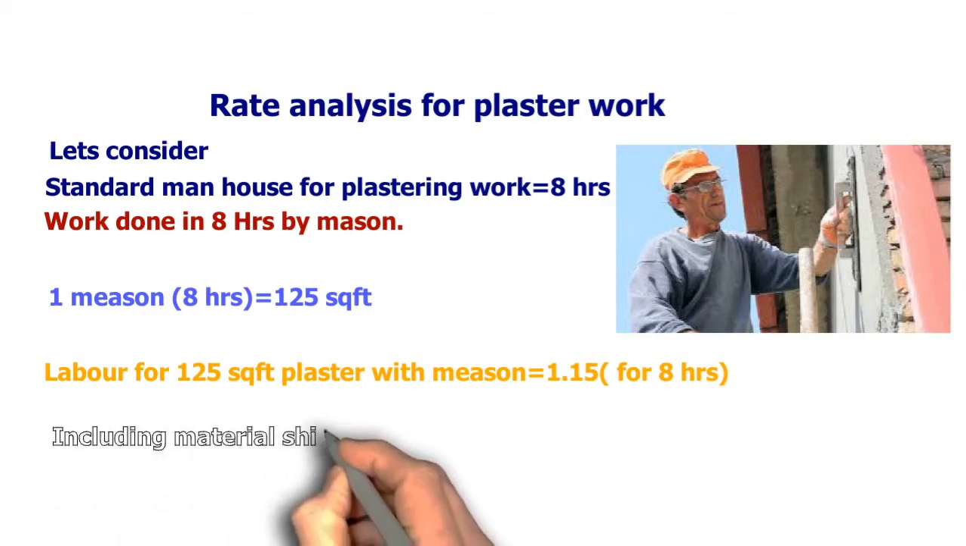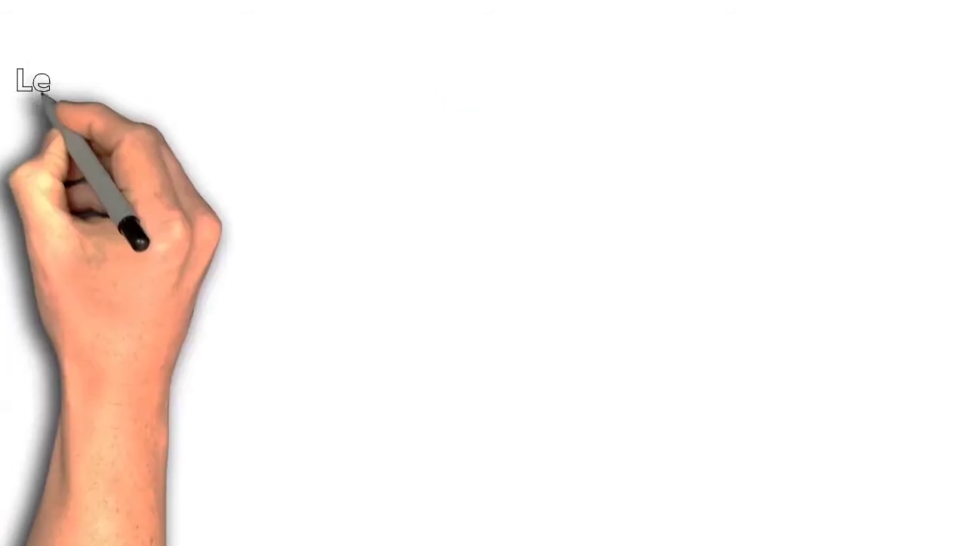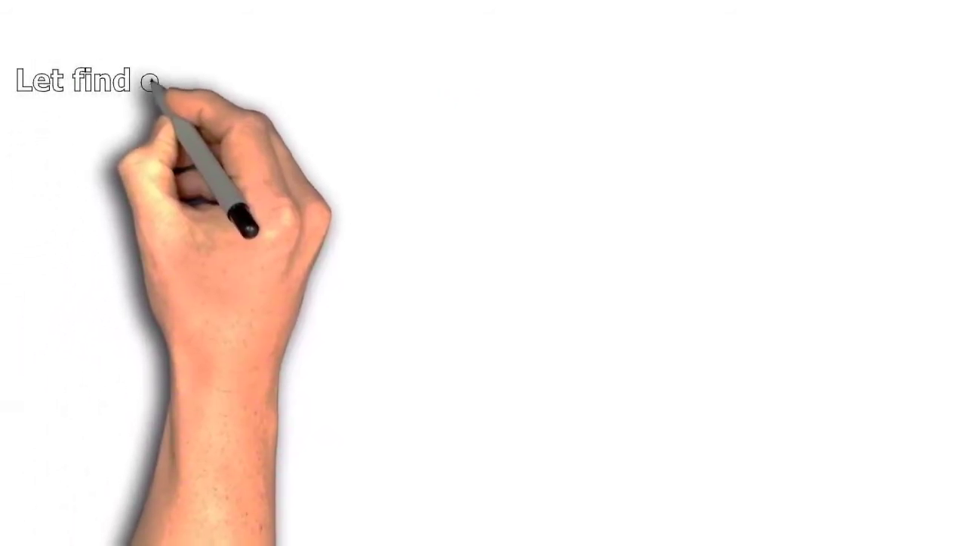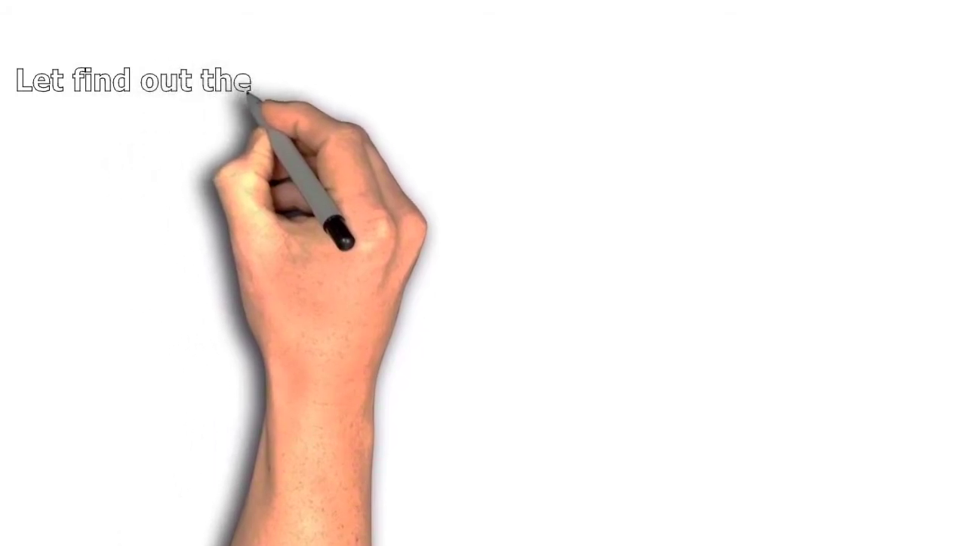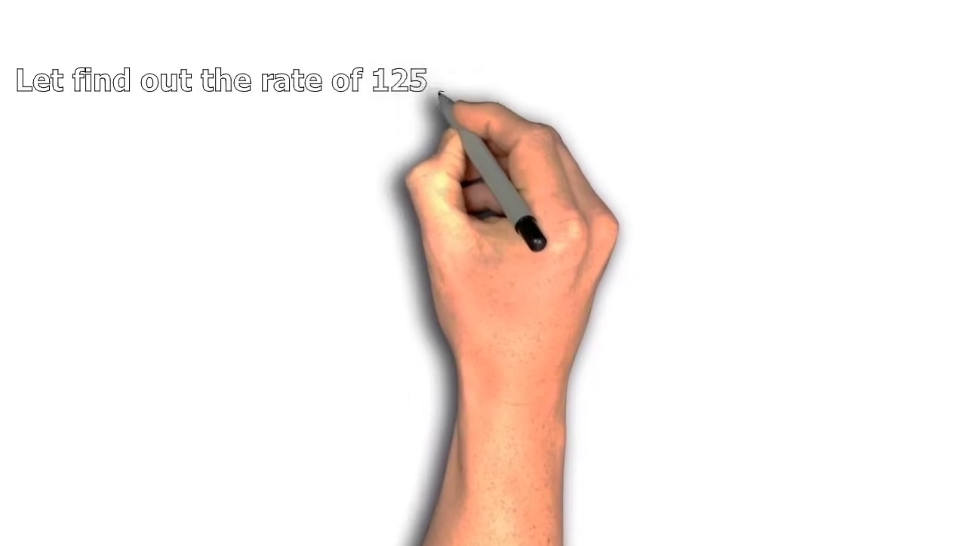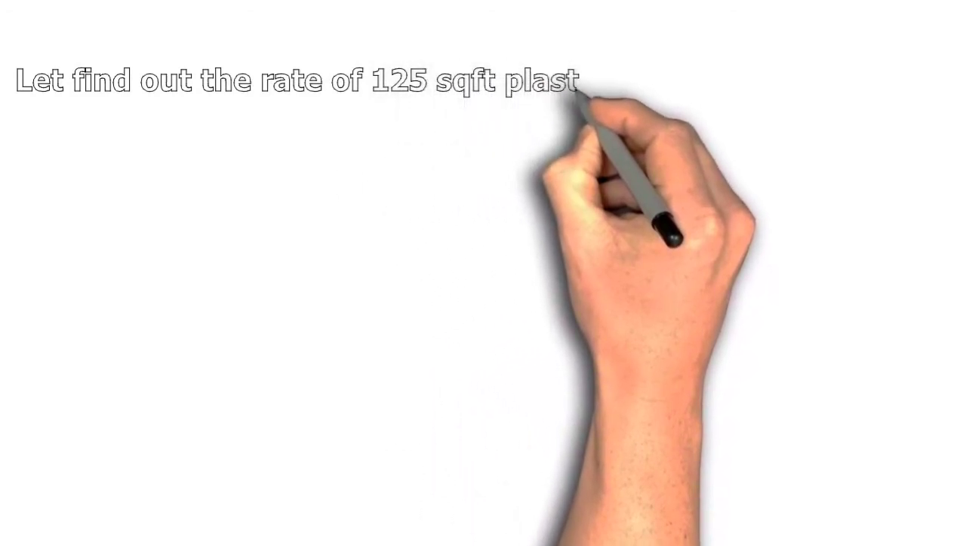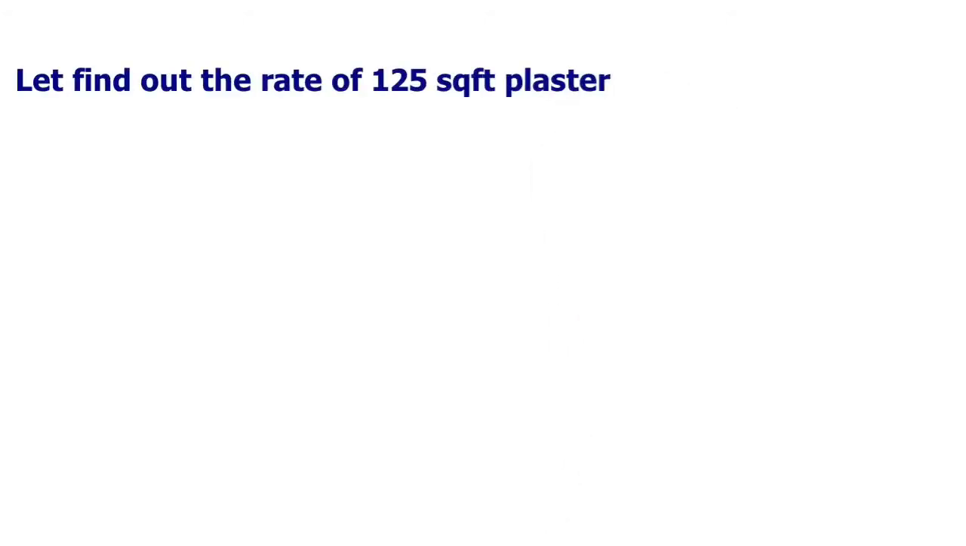including mixing, shifting and plastering work. So let's find out the rate for 125 square feet plaster by a mason and 1 plus labor.